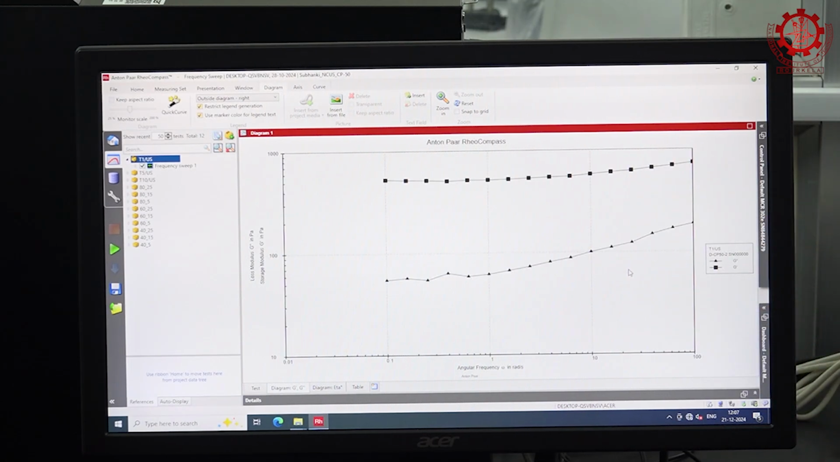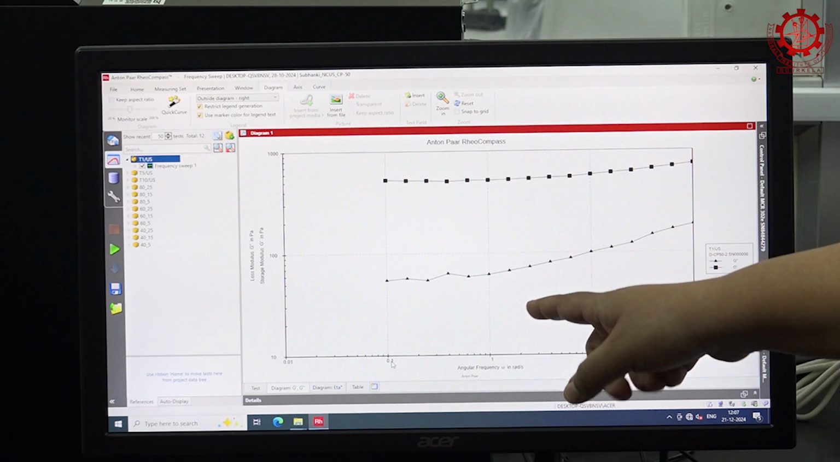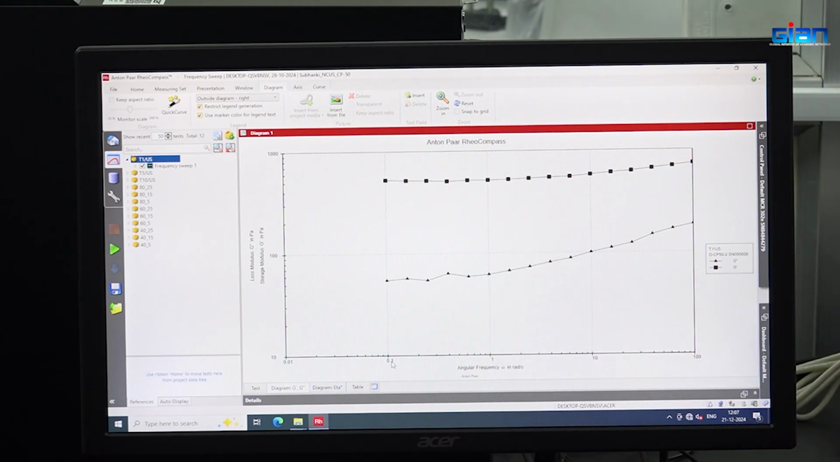This is how a diagram of a frequency sweep looks. These are the G prime values and these are the G double prime values, that is, the storage modulus and the loss modulus values. Here it also shows more of a solid kind of behavior because your storage modulus is higher than the loss modulus values. We have only done from 100 to 0.1. If we go lower, maybe there will be a crossover where we'll get equal values of G prime and G double prime, but for that particular material they wanted 100 to 0.1, so they have done that range.